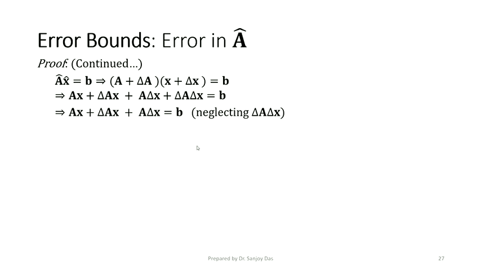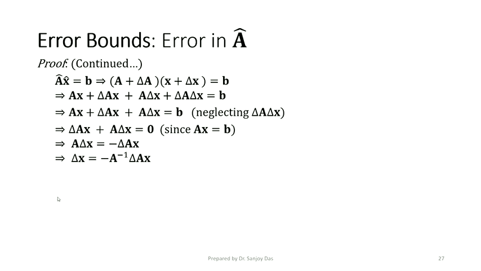What's the next step? AX is on this side and B is on this side, right? So, since AX equals B, we arrive at this little expression. Delta A times X plus A times delta X equals 0. Whence A delta X equals negative delta A times X. Or delta X equals, I can invert A, delta X equals negative A inverse times delta A X.